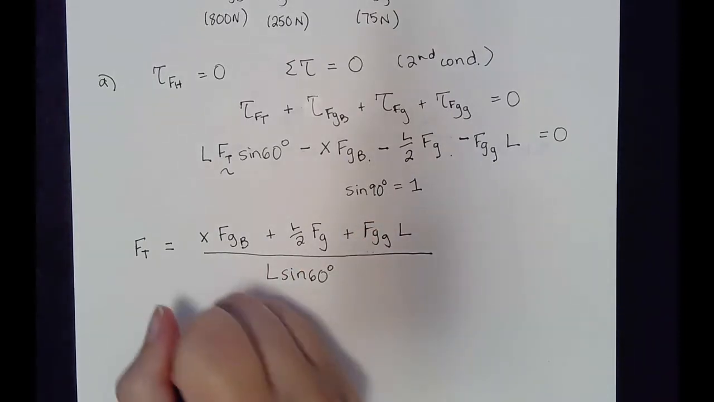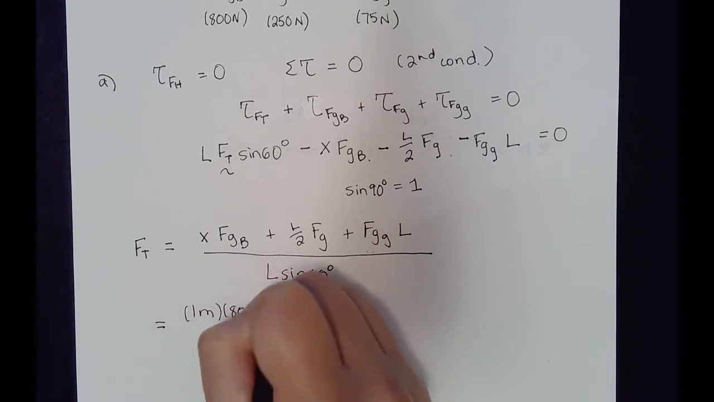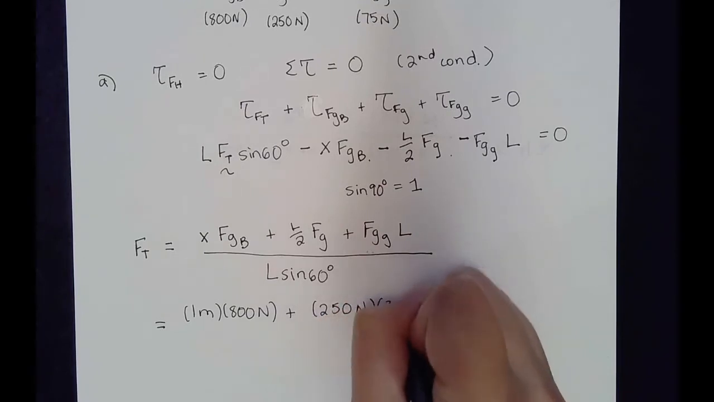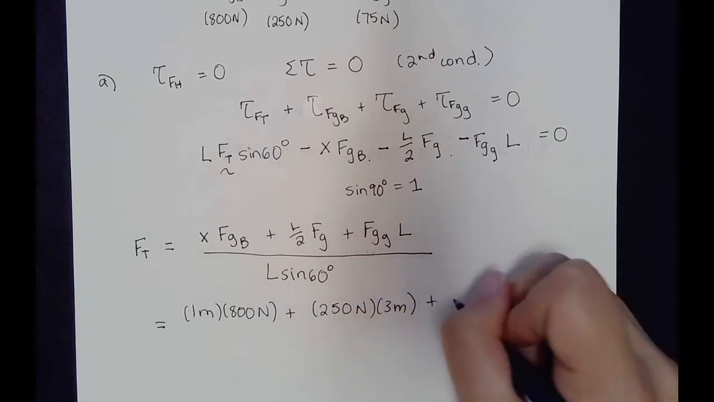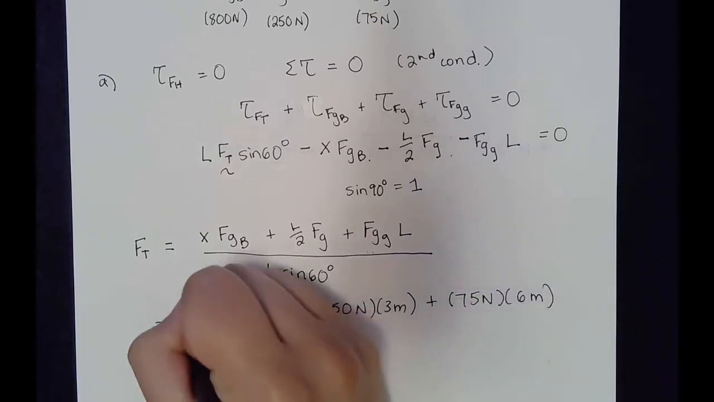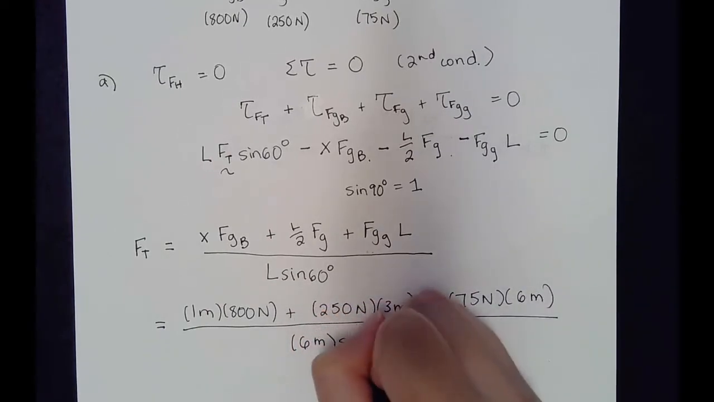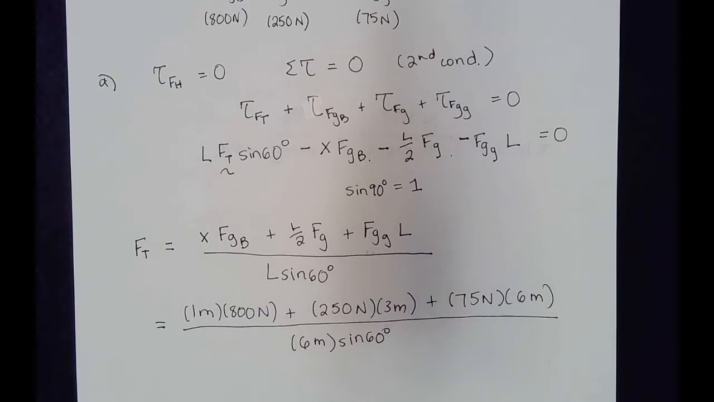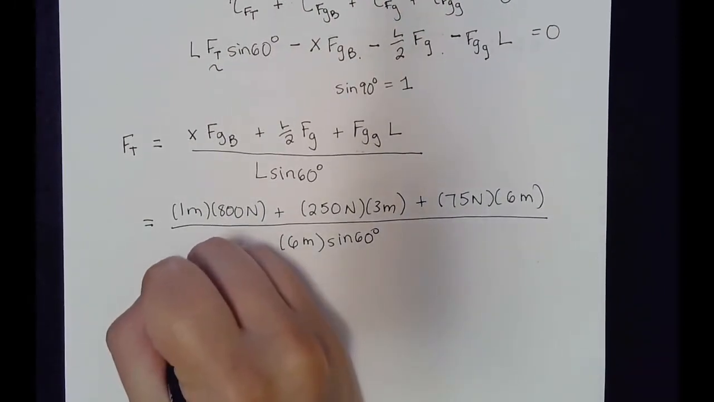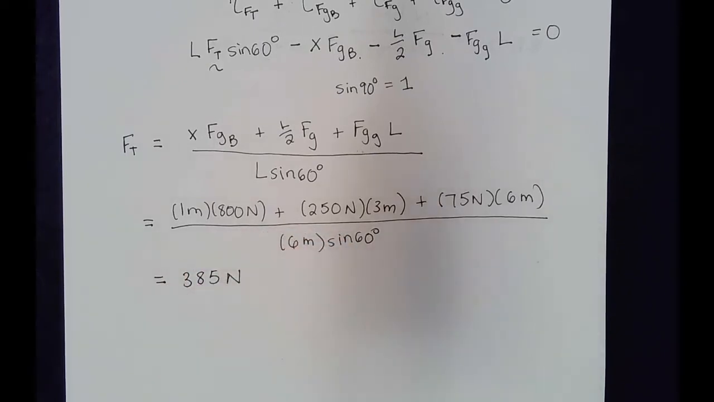And then we can plug in numbers to find the tension. So 1 meter times 800 newtons plus 250 newtons times 3 meters plus 75 newtons times 6 meters. And that's all over the length, 6 meters sine 60. Take a minute to calculate that, and that gives me 385 newtons for the tension in the cord.